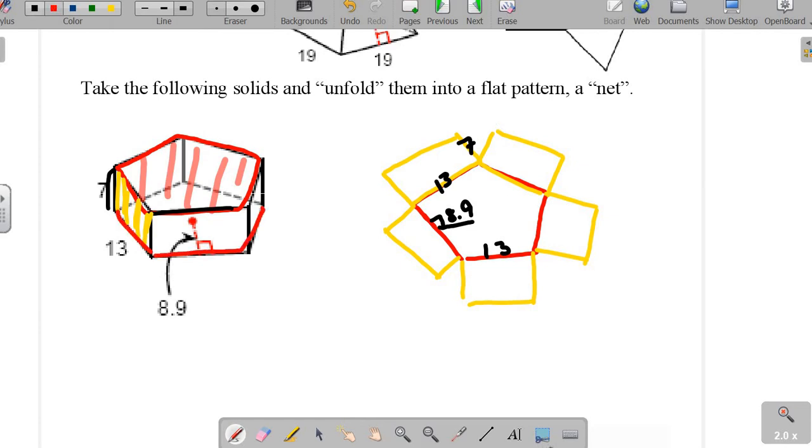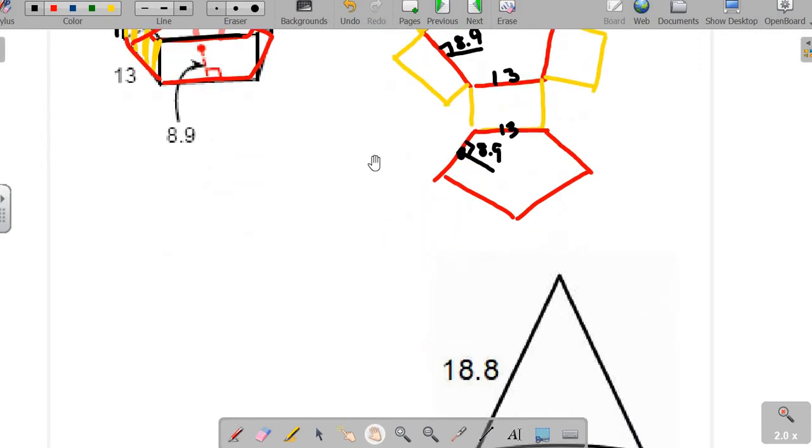Then you have a bottom pentagon, and if the idea of a net is you have to keep it connected, so it's connected to one of the flaps. It doesn't matter which one. So I'm just going to draw it like this. There's my one. Again, that's 13. And my apothem, 8.9. So you take the solid 3D and you unfold it in a 2D flat net.